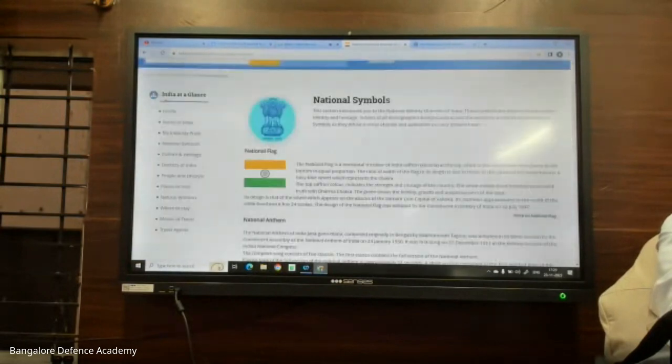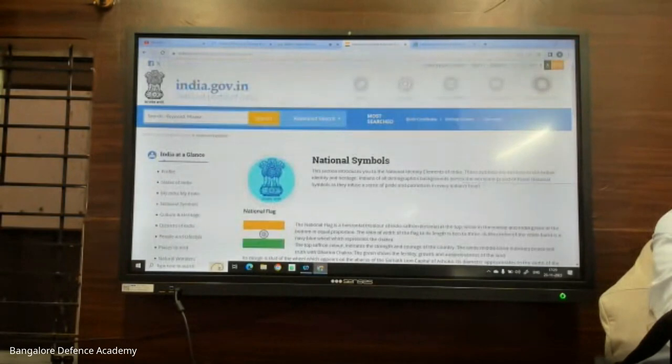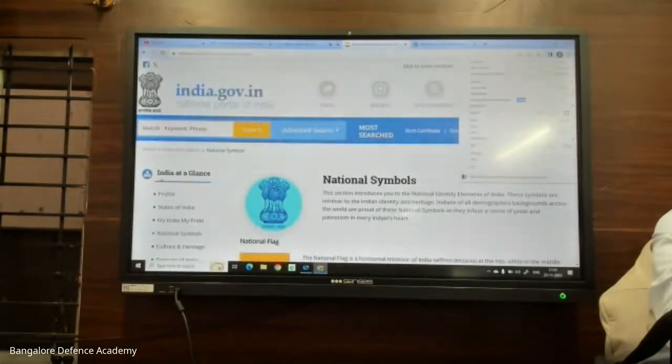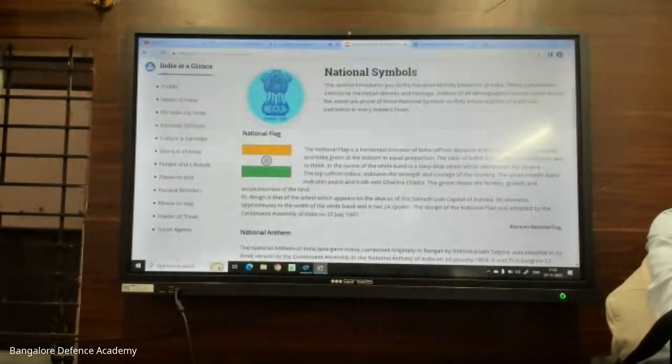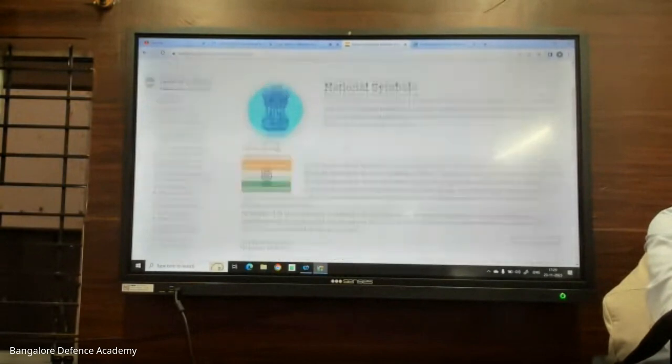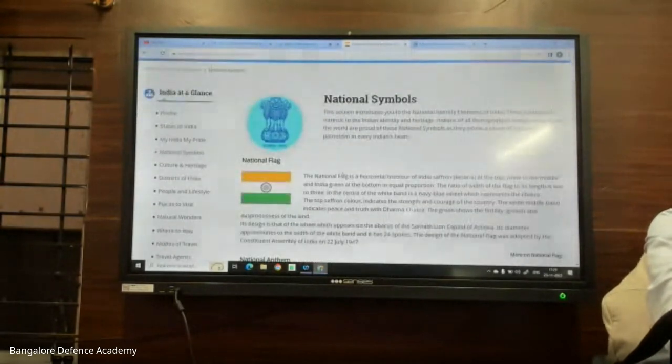So one question is expected in your examination. Samajh mein aa raha hai sabhi ko? Okay. So you have to be really quick when I say, just take it down. Is it visible? So first we'll see the national flag. Got it? Write down the heading, national flag.